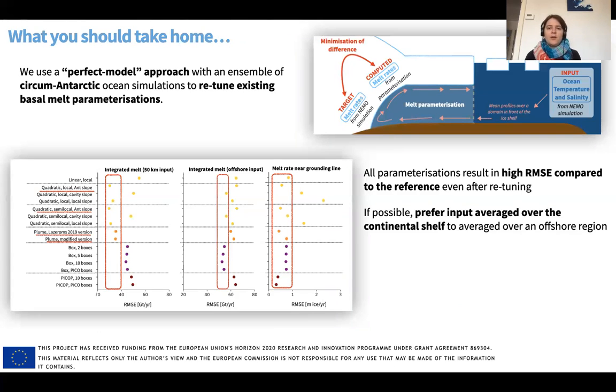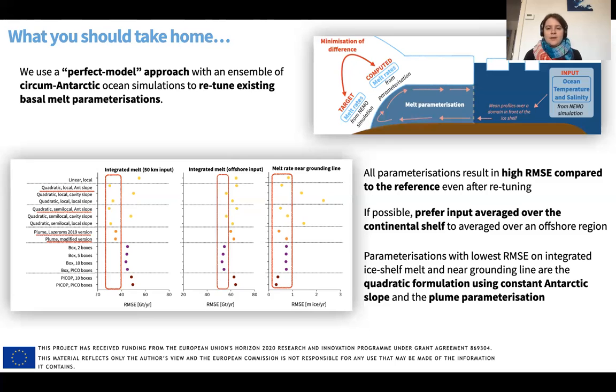If possible, prefer input averaged over the continental shelf to average over an offshore region. And prefer parameterizations with the lowest RMSE on the integrated ice shelf melt and near the grounding line. So the best compromise are the quadratic formulation using a constant Antarctic slope and the plume parameterization.